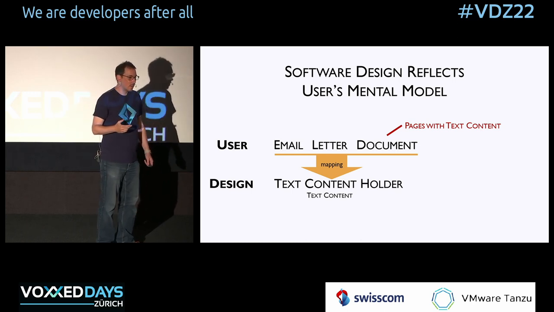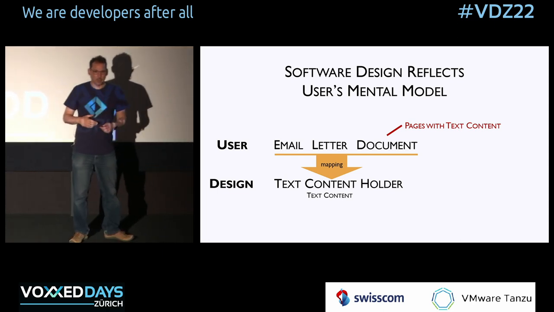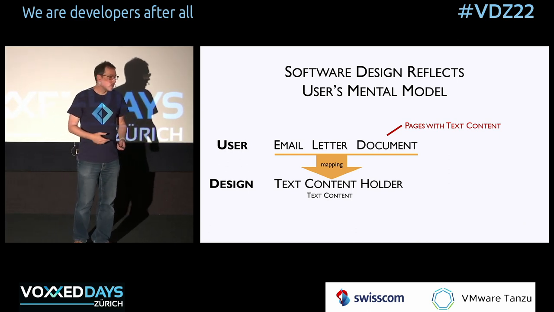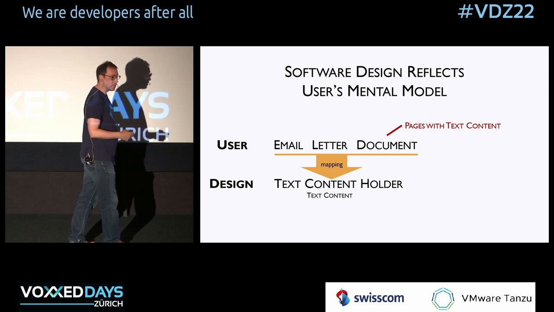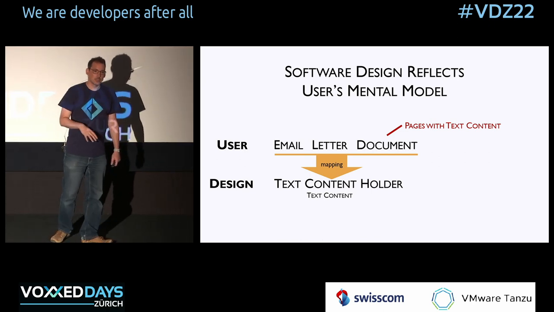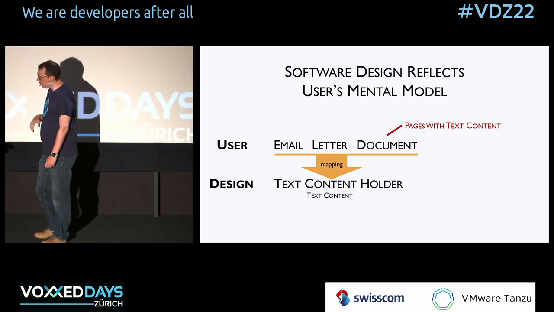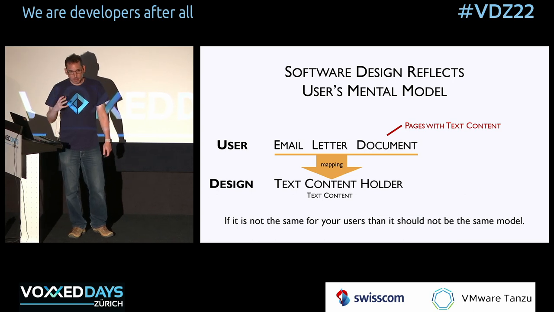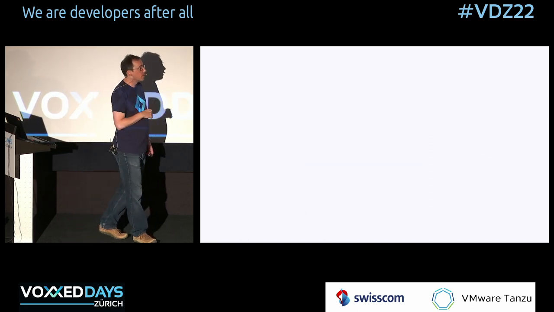Suddenly you have models that don't reflect the reality. You have suddenly emails with page numbers, which make no sense. So you shouldn't model it this way. You should model emails, letters, and documents separately when your users talk with these three words. Yeah, there should be the same model from your users' heads and in your design. It just makes change much, much easier.